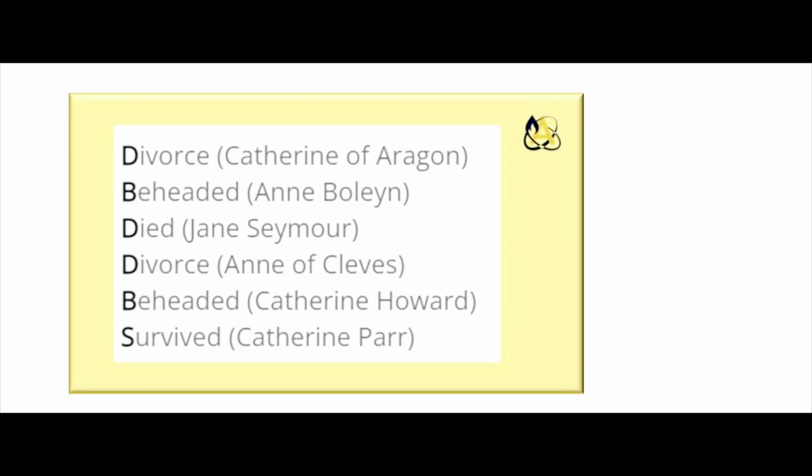Then he married Catherine Parr, who was a middle-aged, older lady at the time, and she looked after him in his old age, and she survived him. And she subsequently married the love of her life, which ended happily. So you know all about his wives: Catherine of Aragon, Anne Boleyn, Jane Seymour, Anne of Cleves, Catherine Howard, Catherine Parr. So that's Henry VIII and his wives.